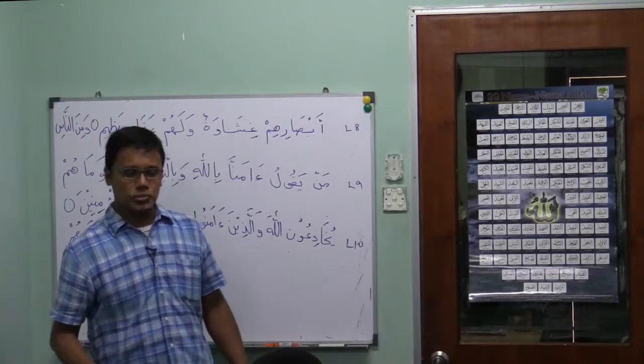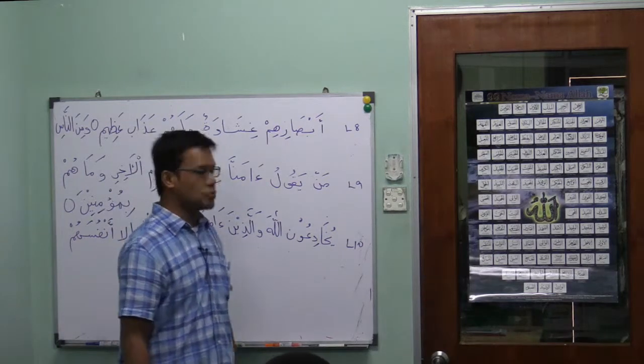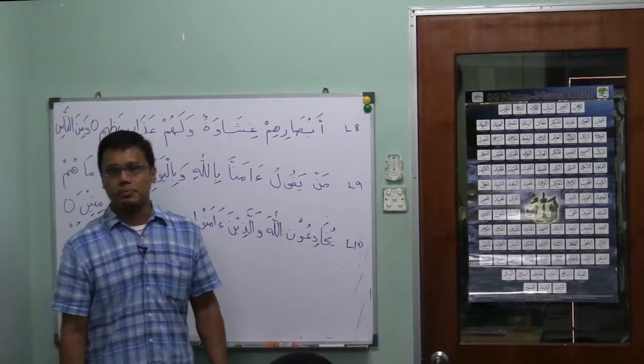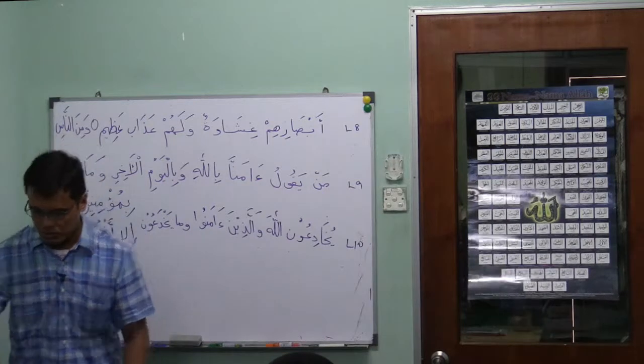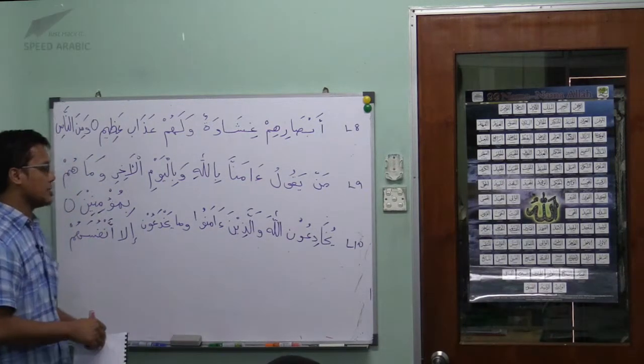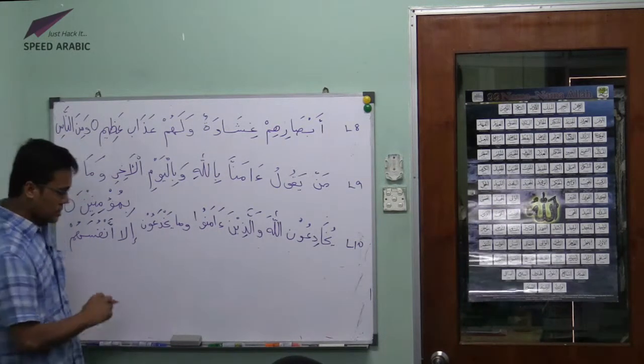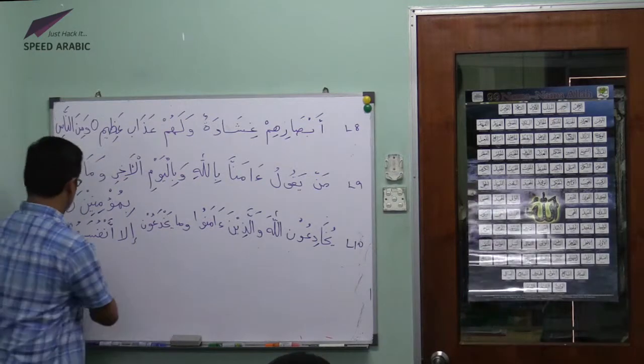Okay, we'll continue lines 8 to 10. But before that, I just want to point out a few additional things in the formula. So, what's the 5-step process? The first one?